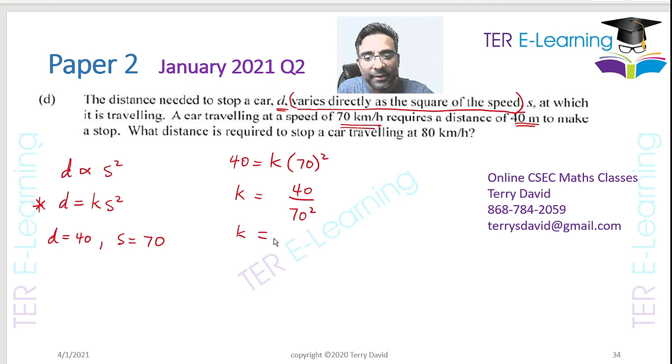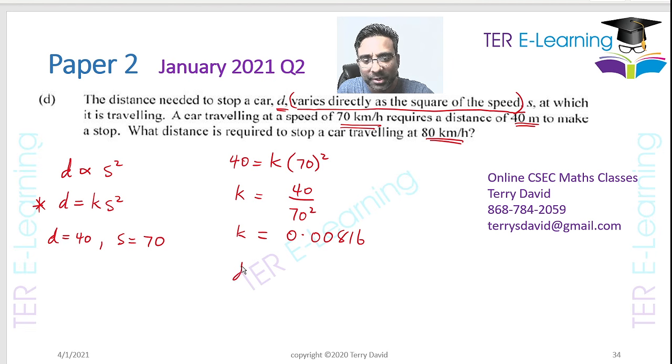So therefore k, I'm going to use my calculator again to work this out. So be careful with this. 40 divided by 70 squared, so you're going to press 70 and you need to square that, equal, and I'm going to get 0.00816. I'm not going to round off my answer too early, right? Because the question is asking what is the distance required to stop a car traveling at 80 kilometers per hour.